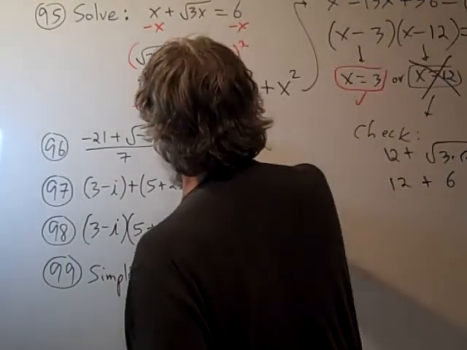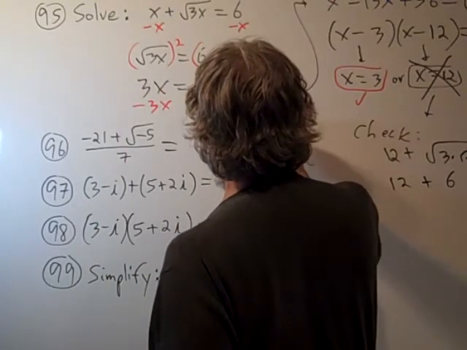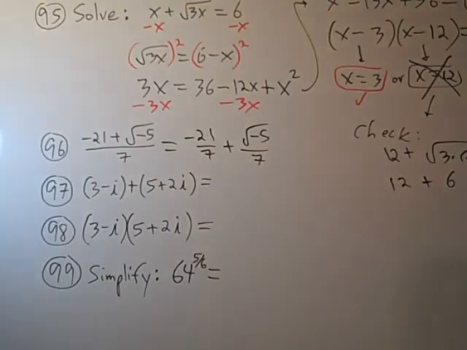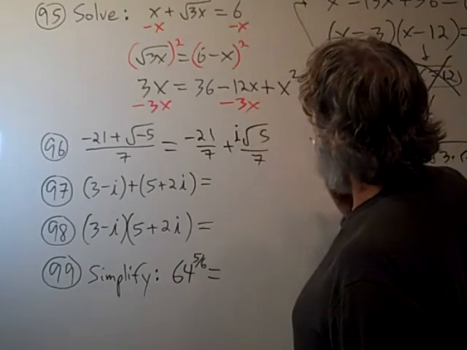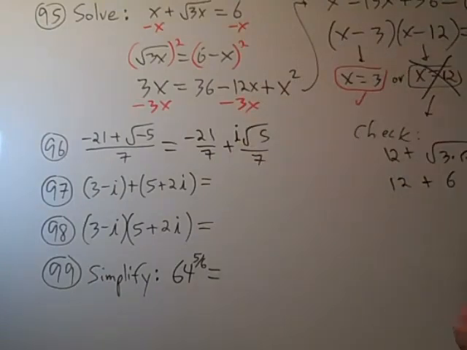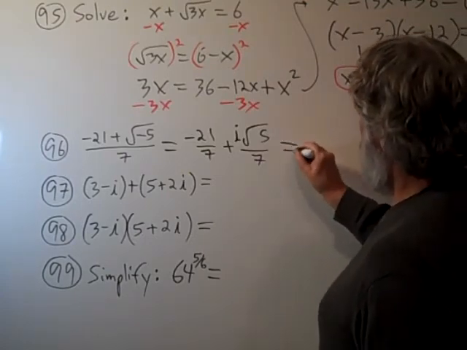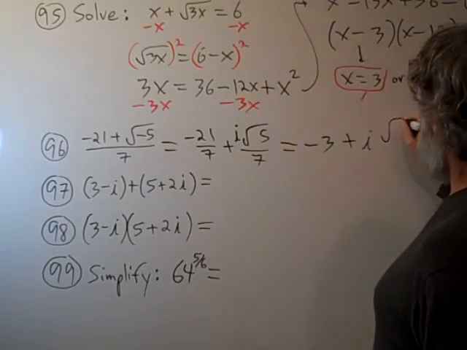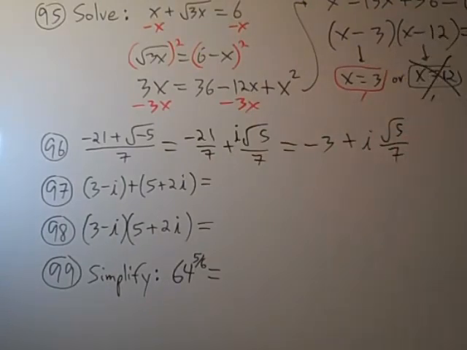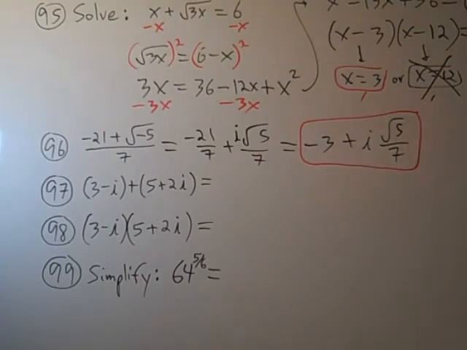Well, as a complex number then we have negative 21 over 7 plus radical negative 5 over 7. We can split it up like that. And the negative under the radical becomes an i outside of it. And so we end up with 7 goes to negative 21 negative 3 times, plus i times the square root of 5 over 7. So there we have it written as a complex number with real part negative 3 and imaginary part radical 5 over 7.